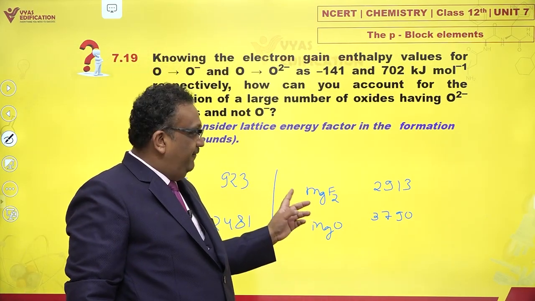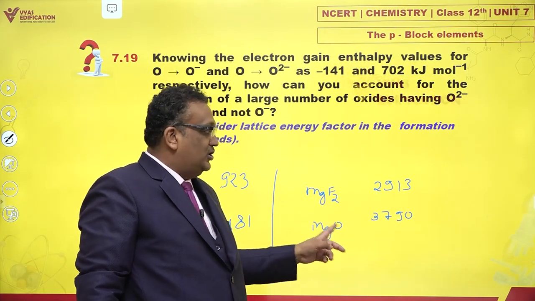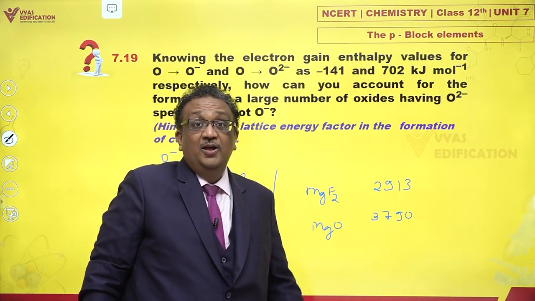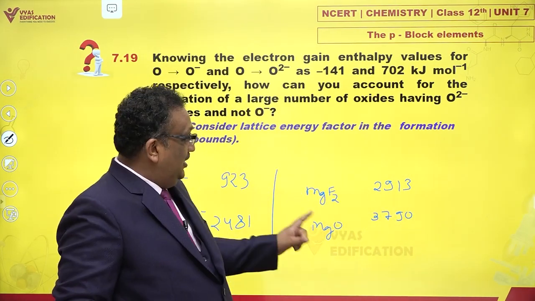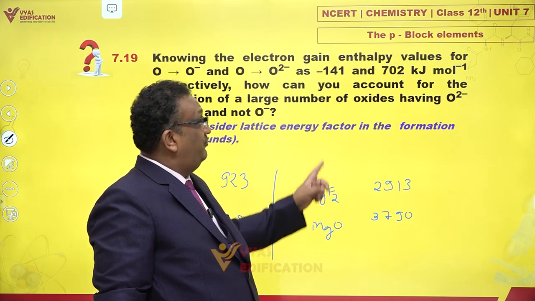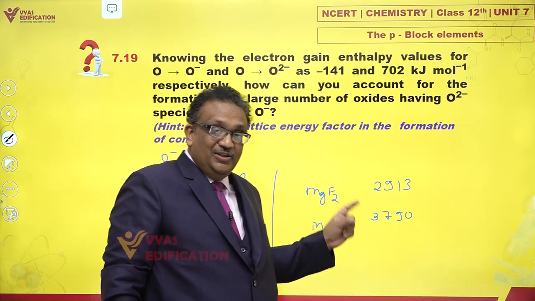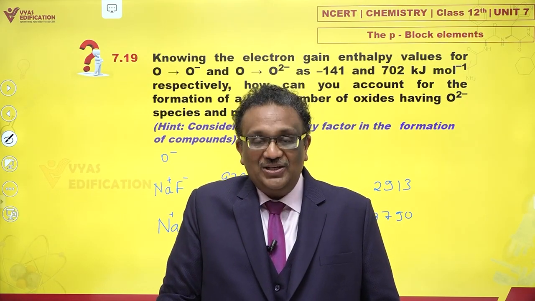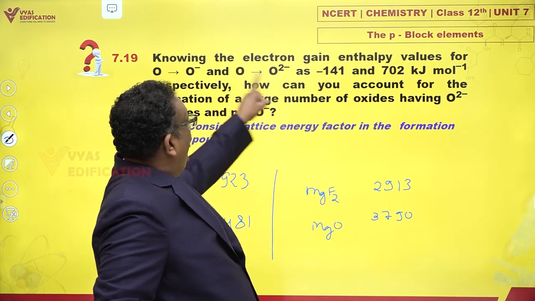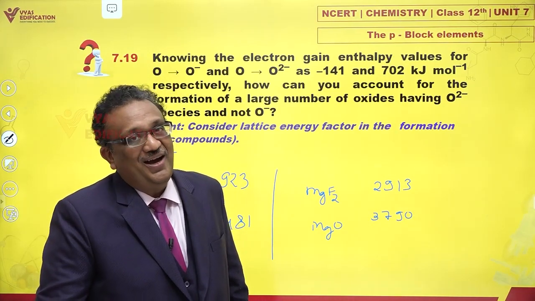One more example, fluoride is just this much, oxide is considerably more. That extra energy is of course released because now oxygen has minus 2 charge instead of minus 1. And this extra lattice energy, my dears, compensates for the extra energy absorbed in formation of oxygen di-anion.